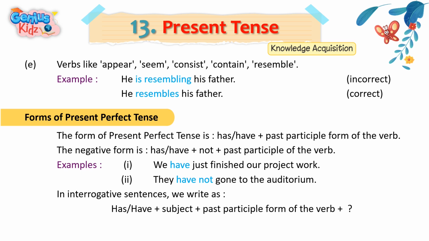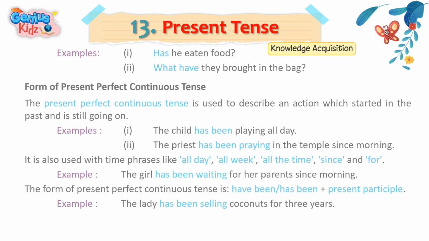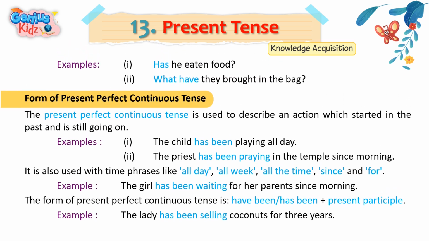In interrogative sentences, we write has, have plus subject plus past participle form of the verb. Examples: 1. Has he eaten food? 2. What have they brought in the bag? Form of present perfect continuous tense. The present perfect continuous tense is used to describe an action which started in the past and is still going on. Examples: 1. The child has been playing all day. 2. The priest has been praying in the temple since morning.